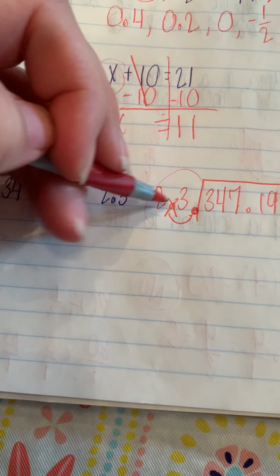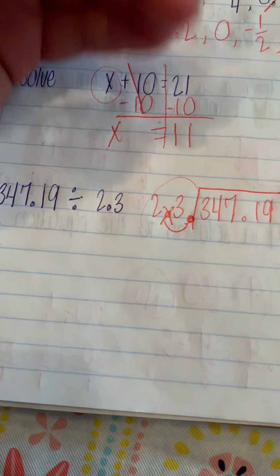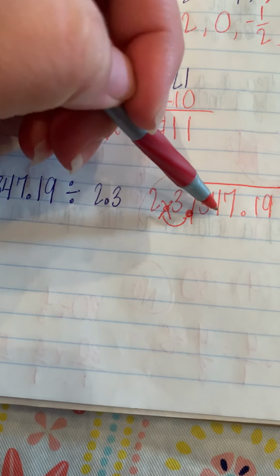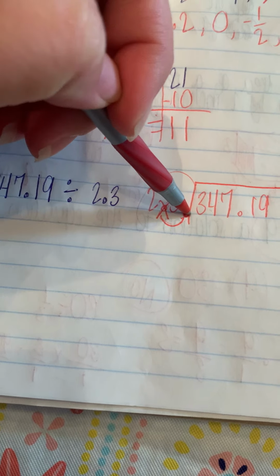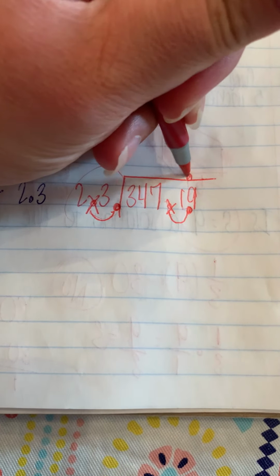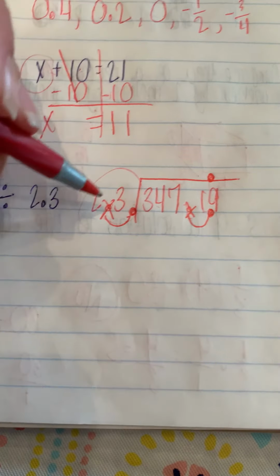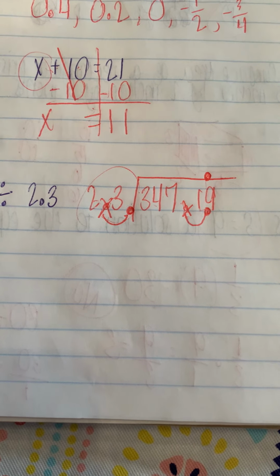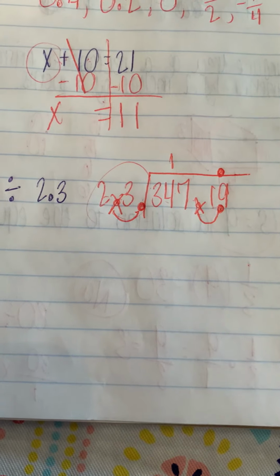So this is now 23. Whatever I do to this number, I have to do here. So if I move this 1 place, I also have to move this 1 place. Okay, I'm going to go ahead and put my decimal in my answer. I'm going to bring it straight up. Okay, 23 goes into 34 1 time.